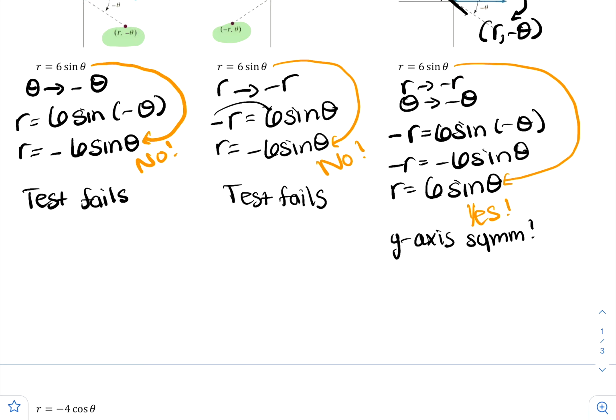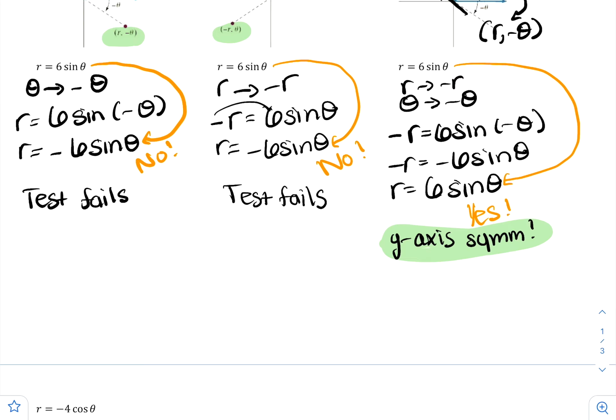Now, something I want to make a note of that's important. When the test fails, it doesn't mean that it won't have the symmetry always. It just means that when you tested it, it failed, and you can't actually use it for when you're graphing. So the test will never tell you for sure. The only way you're going to know for sure is when you graph it. So when it passes, it's good. But when it doesn't pass, then it just says that the test failed.